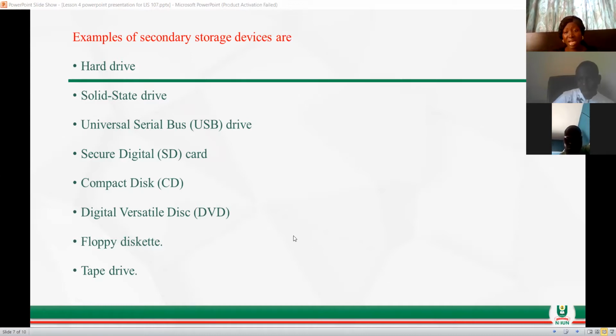There's a memory card reader, a card reader that you can use to slot in the card. And a lot of times laptops too have this card reader. So you slot it into your computer system to store your data.